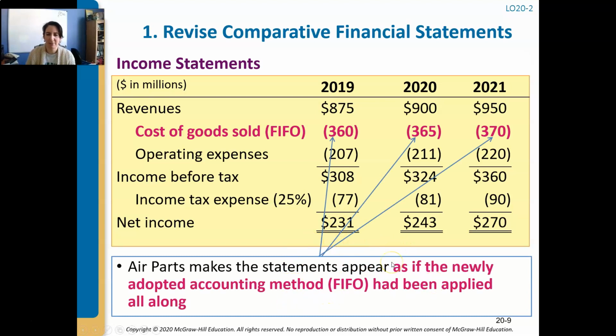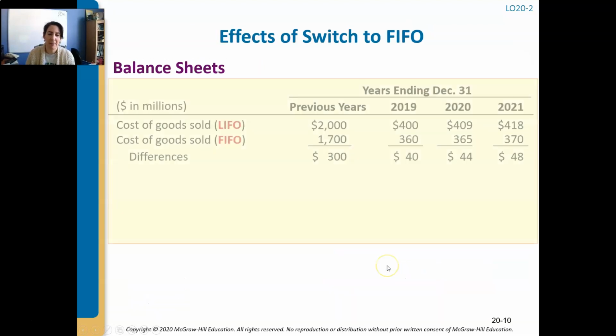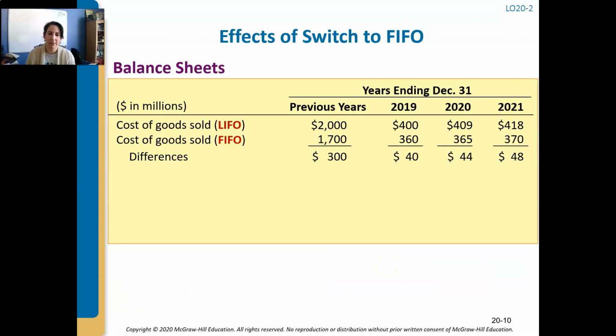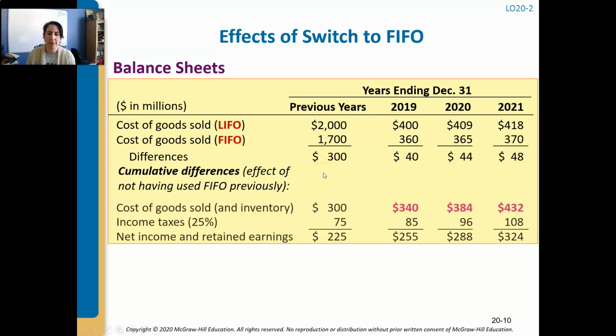Okay, let's take it to the next step. What happens? Well, the differences between the years, right? There's a $40 difference there. In 2020, it would have been a $44 difference, 2021, $48. And this is the difference, this is back from the first slide. So we would be looking at the cumulative differences.